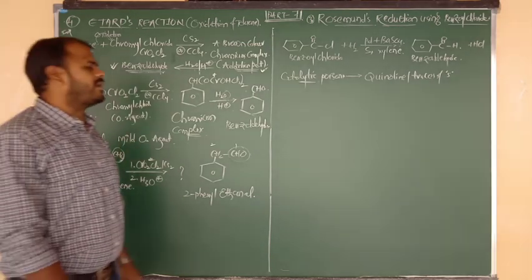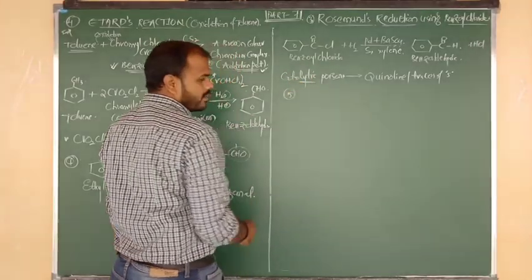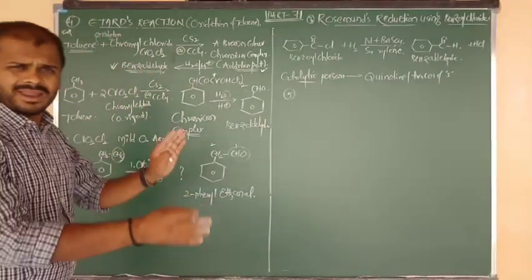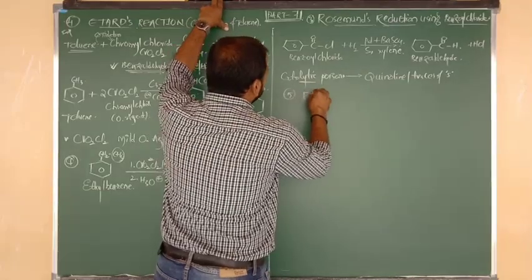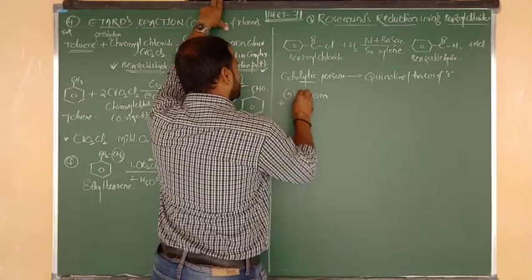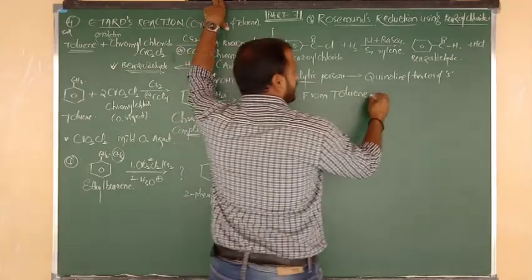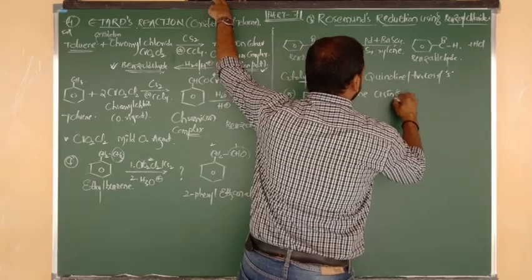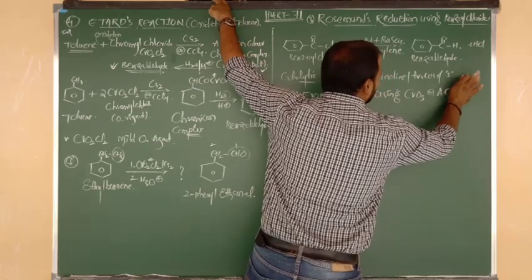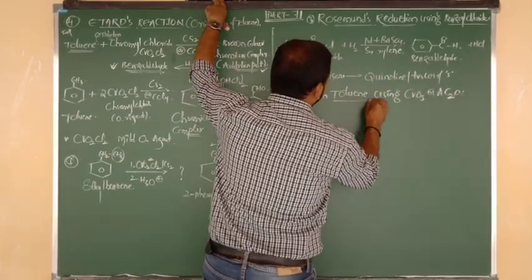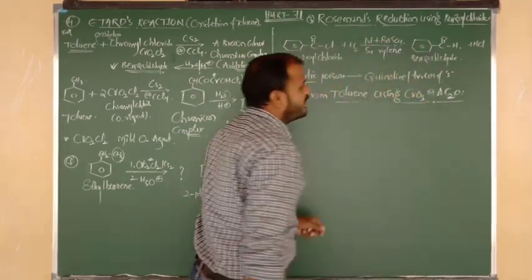Okay? Good. Next is method number 5, which I am going to discuss with you. Method number 5 and method number 4 are nearly the same, because it is also oxidation of toluene. So method number 5 is also an important question: from toluene using CrO3 and Ac2O, that means using chromic anhydride and acetic anhydride.